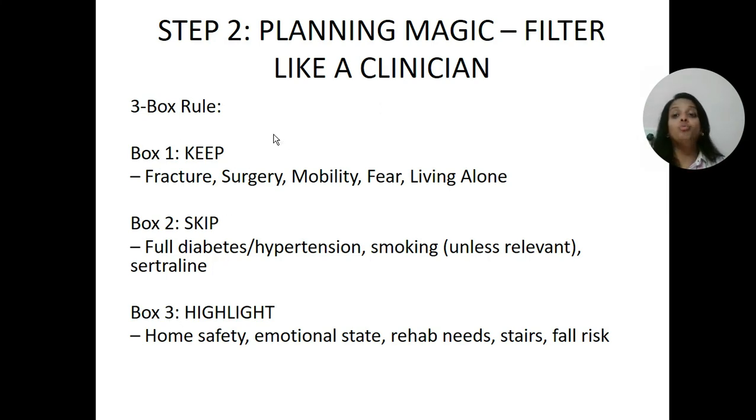In box 2, what you have to skip. Full details of diabetes or hypertension, because these are unnecessary unless they affect physio care. Here, not much. And also smoking, which is not relevant. We might mention it in one sentence if it affects the rehabilitation. And sertraline, only if it connects to emotional support. Okay, so these are the things that you need to skip.